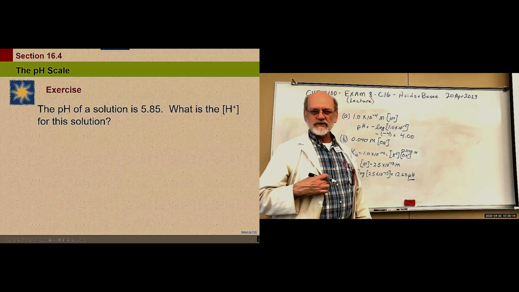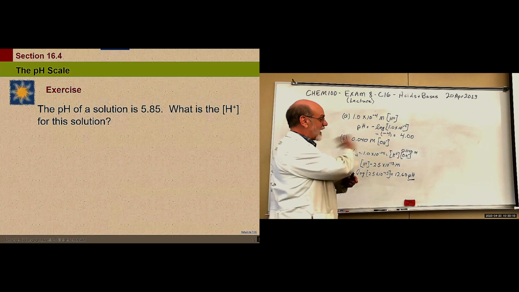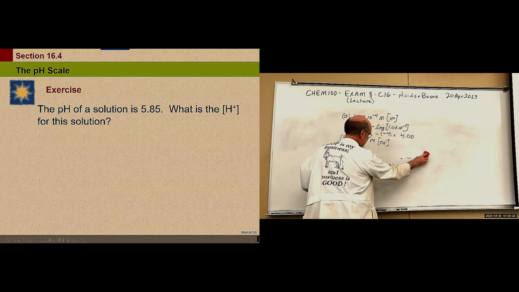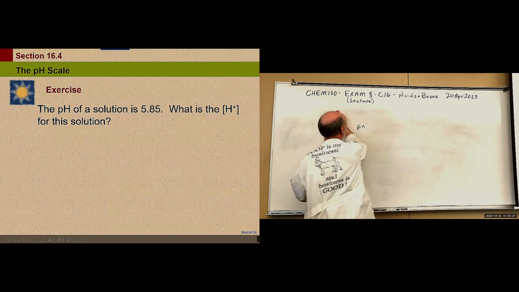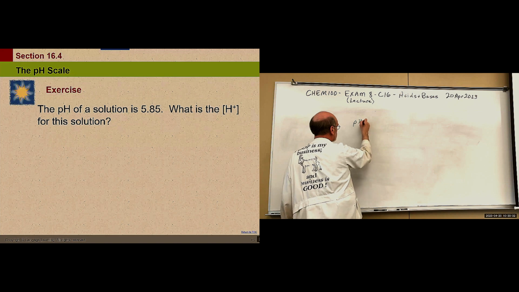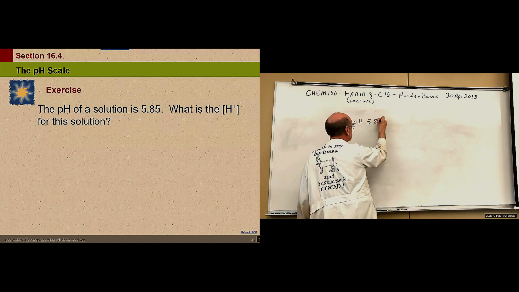The pH of a solution is 5.85. What's its hydrogen ion concentration? So now we're going to go backwards. How do you do that? It's easier than it sounds. So we've got a pH of 5.85.